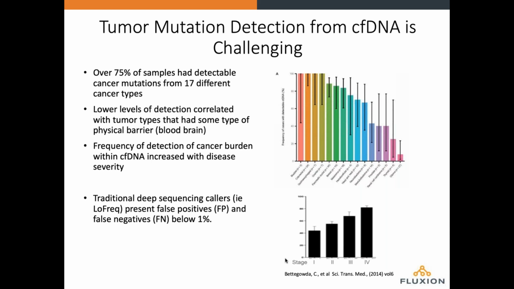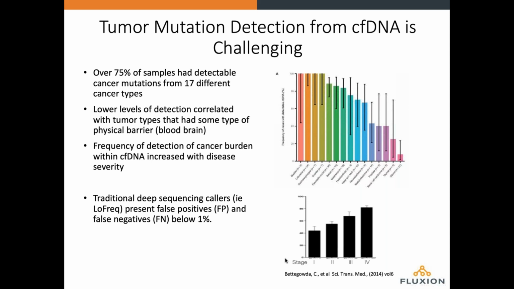So what people have found, and this is just a publication from Science Translational Medicine, there are a few publications on this now, is that as the severity of the cancer increases, meaning larger tumors and metastatic cancers, you have more and more DNA in the bloodstream. That makes a lot of sense.